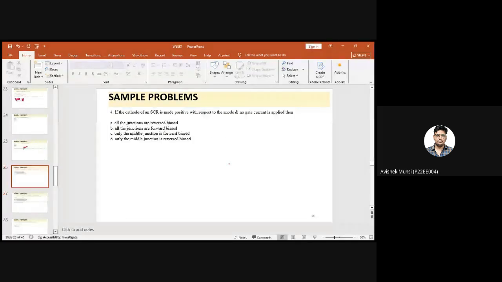Next, if the cathode of an SCR is made positive with respect to the anode and no current is applied, then are all the junctions reverse biased, all the junctions forward biased, only the middle junction forward biased, or only the middle junction reverse biased? That depends upon the three states of the SCR, as I said: forward blocking, forward conduction, and reverse blocking. Try to answer it with proper explanation.